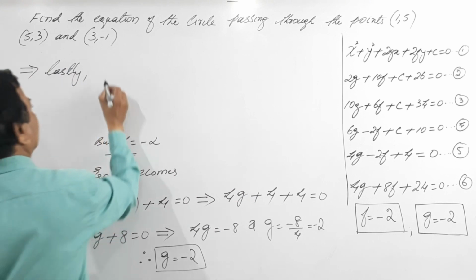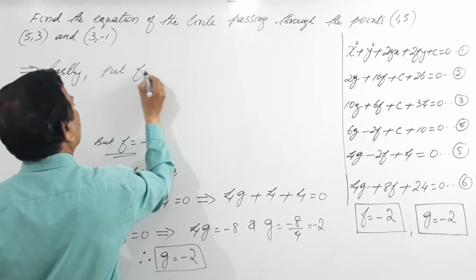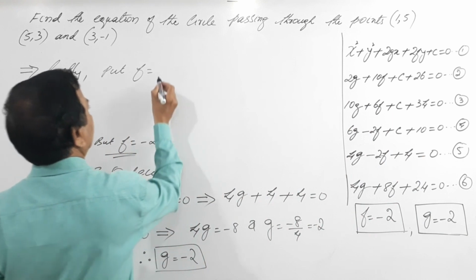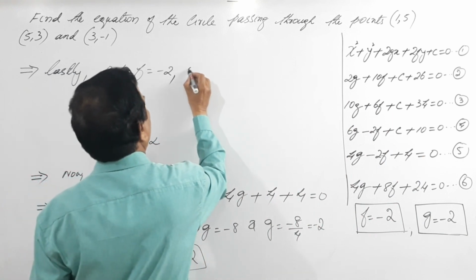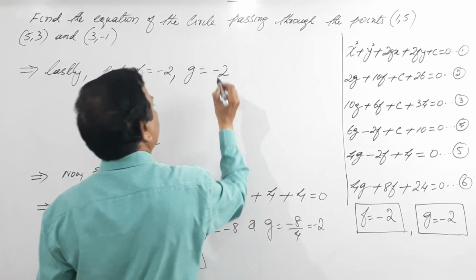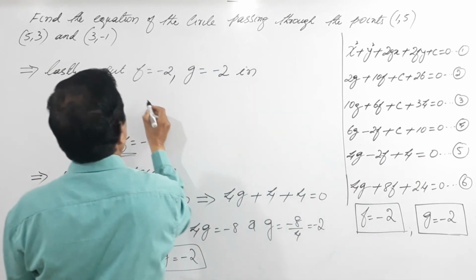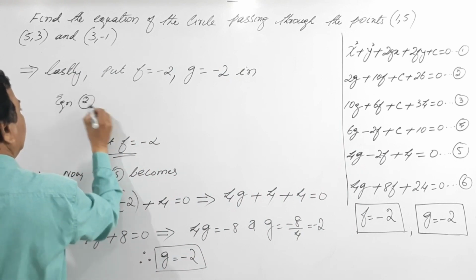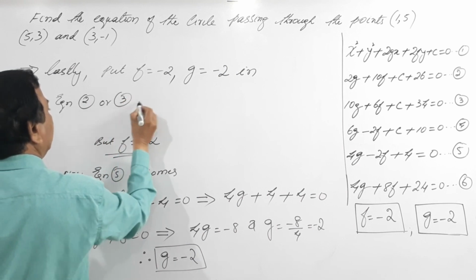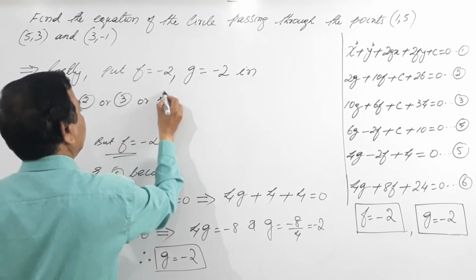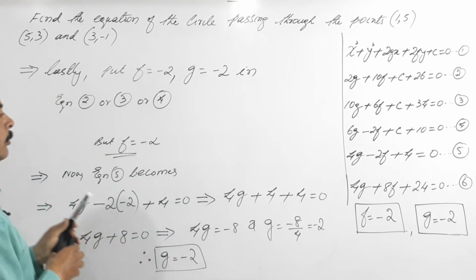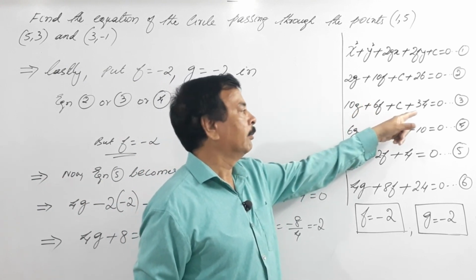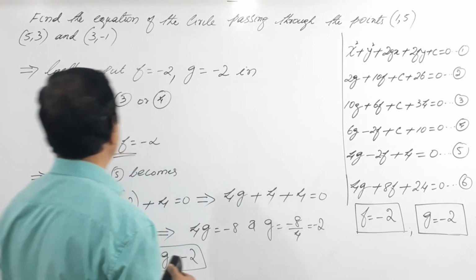Lastly, put f equals minus 2, g equals minus 2 in equation 2 or 3 or 4. In any of these equations you can put, because we know the value of g, we know the value of f, but we don't know the value of c. But we will have only one unknown. We can easily find it out.